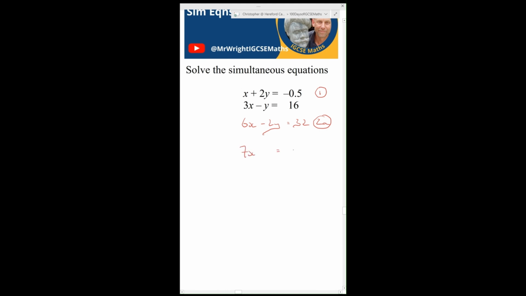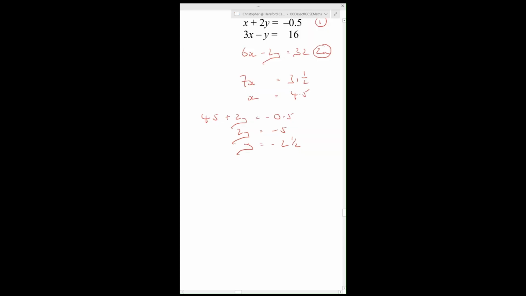7x equals 31.5. Divide both sides by 7, and x is 4.5. Substitute that value of x into equation 1. Solve the equation. y is minus 2.5. Check those answers in equation 2. You'll find that they work, and then you can write down your solution.